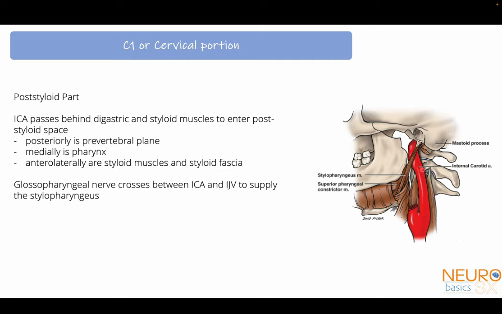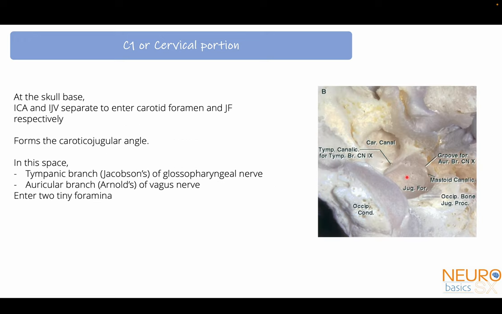When this ICA crosses the stylopharyngeus, you get the post-styloid part. So it passes behind the digastric and the styloid muscles to enter the post-styloid space. Here it is bounded posteriorly by the prevertebral plane, and medially you would have the pharynx. Here the glossopharyngeal nerve will cross between the ICA and the IJV and supply the stylopharyngeus.